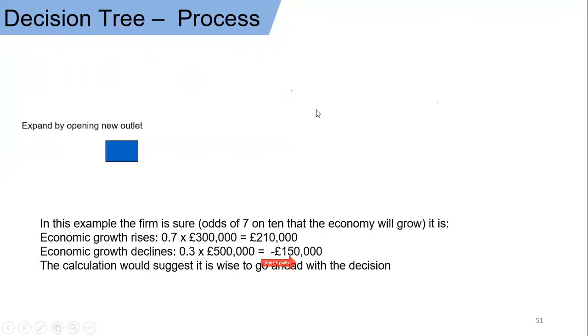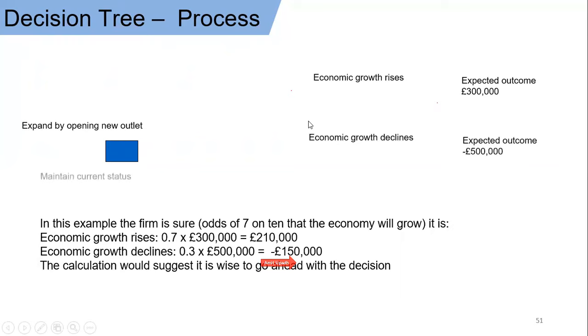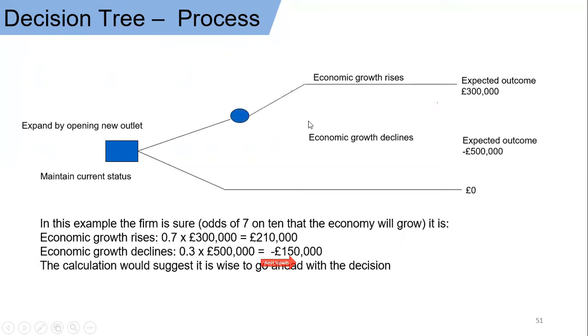So in this example, if you want to open a new outlet, but you don't know whether to open it or not, the economy may go up or it might actually tank. So you map out those particular outcomes. For example, if there is a 70% chance that the economy will grow, you assign it a probability of 0.7, and 0.3 that it is going to decline, because the sum of probabilities is 1. And then you map out the expected outcomes, right? So if the economy rises, the outcome is 300,000 pounds, which gives 210,000 pounds. If it declines, you're going to lose 500,000 pounds.